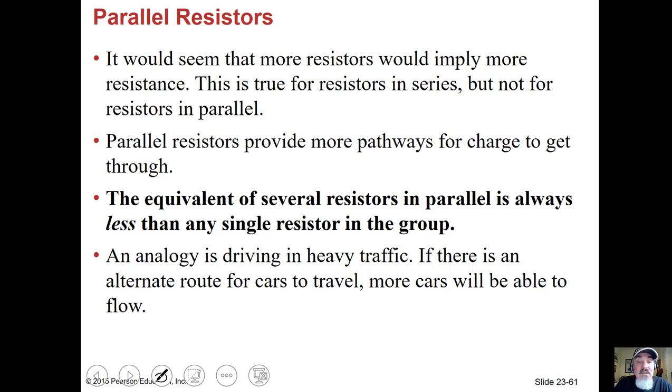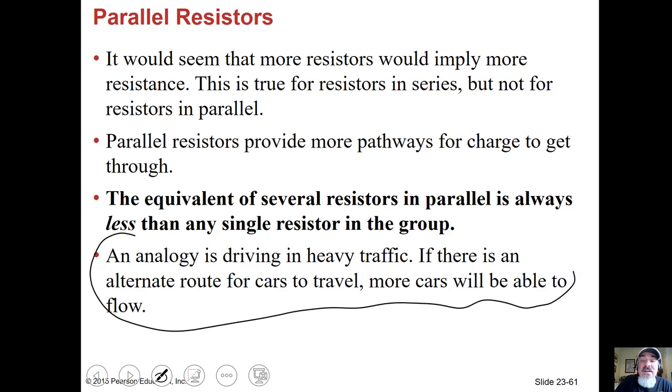Okay. Oh, here's a nice analogy, actually. Driving in heavy traffic, if everybody was going the same way, there would be a pretty high resistance compared to if you have several different routes to take. So parallel circuits are several different routes to take. Overall resistance is less. Okay, good.